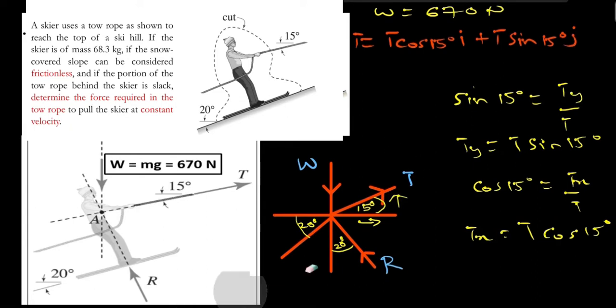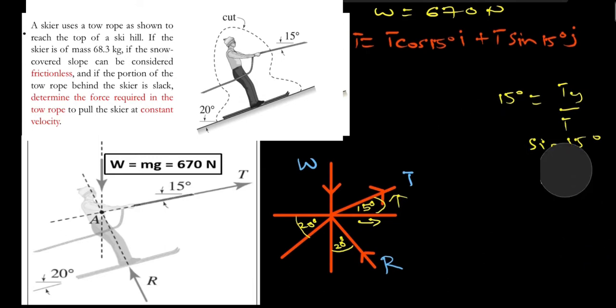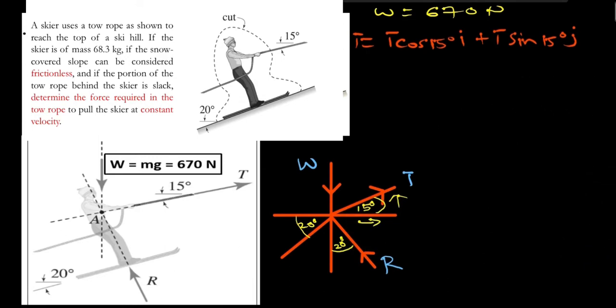So we are going to do the same for the normal force also. For the normal force, the angle it makes with the line of action of the weight is this 20 degrees here. Okay, so let's see how they got that angle.